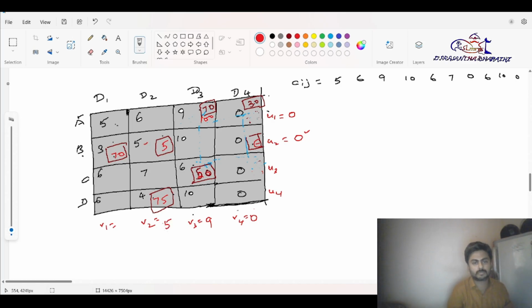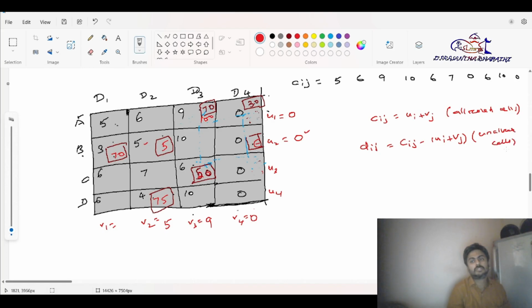So V2 plus U2 equal to 5. Please keep in mind Cij should be equal to Ui plus Vj for allocated cells. For unallocated cells you have to find Dij, that is equal to Cij minus (Ui plus Vj). Okay, this is the concept. This is for unallocated cells, and that one is for allocated cells.